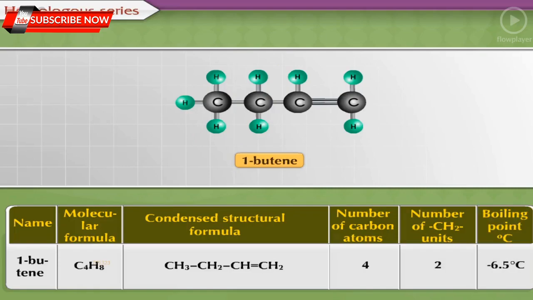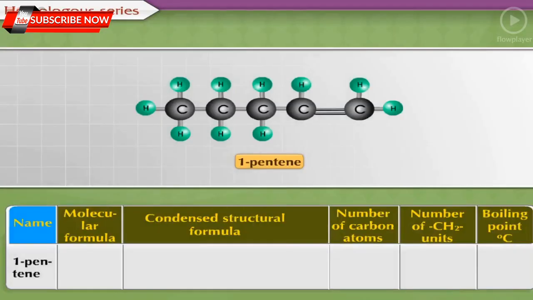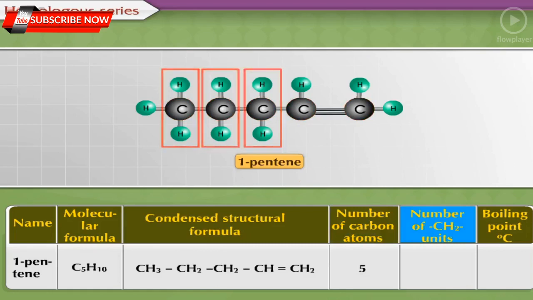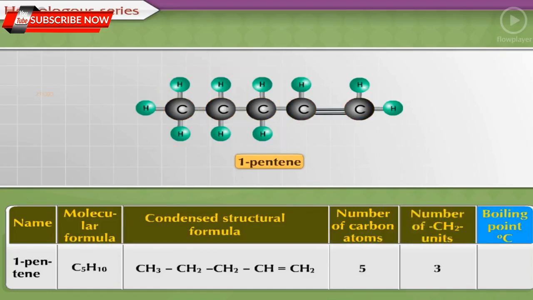The next member is 1-pentene. The molecular formula of 1-pentene is C5H10. Its condensed structural formula is CH3CH2CH2CH=CH2. The number of carbon atoms is 5. The number of CH2 units is 3, and its boiling point is 30 degrees Celsius.